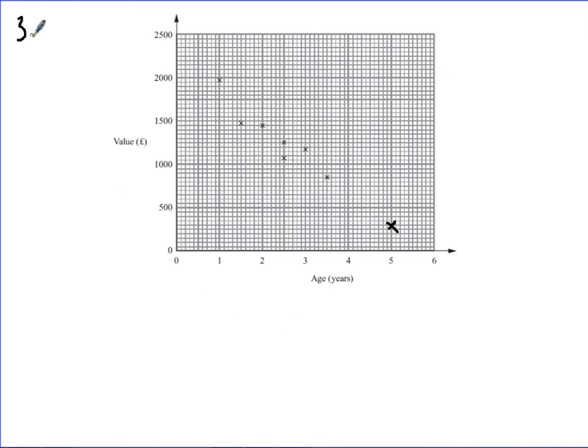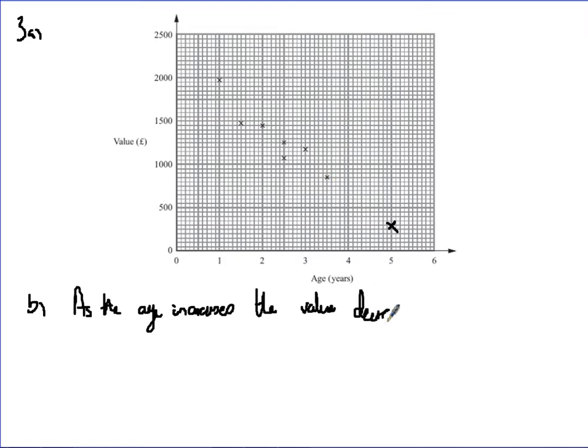So that was 3A done. It wants the actual what happens here. So as the age increases, the value, what does it do? As age goes up, the value goes down, so the value decreases.